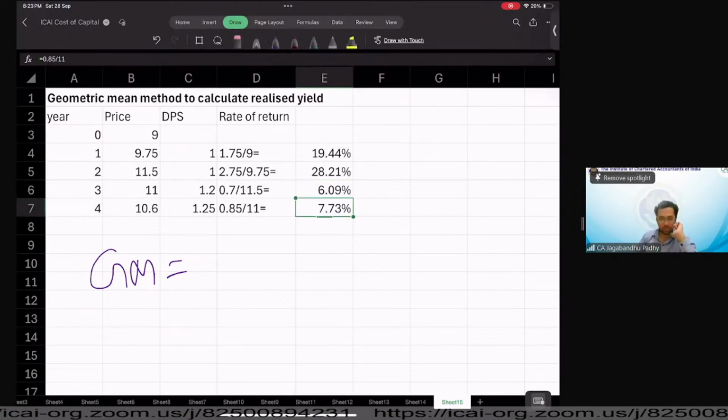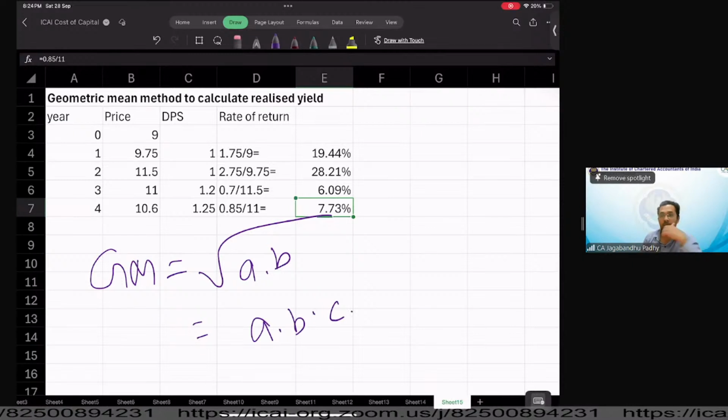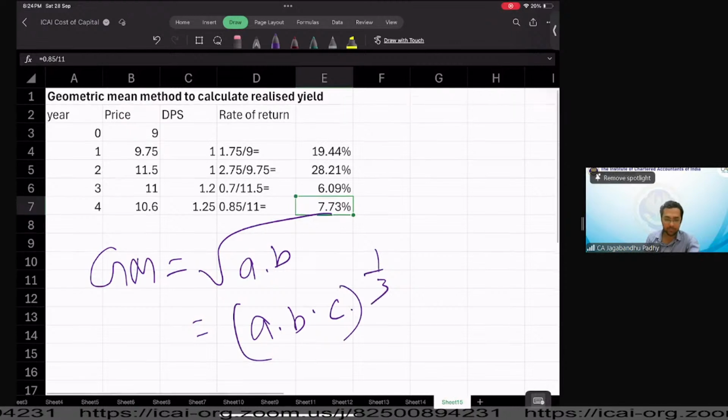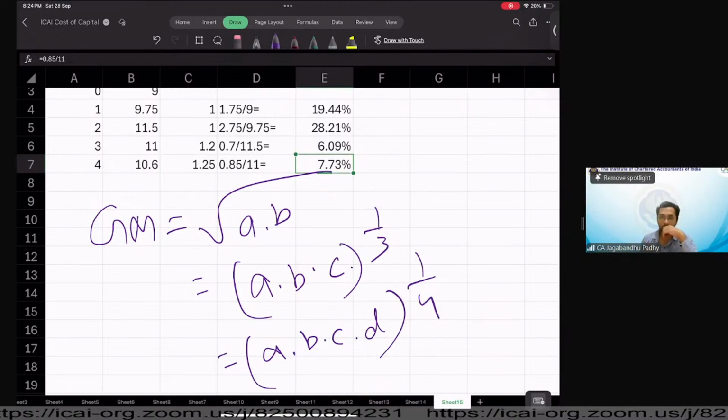Okay. So what's the formula for geometric mean? If it is two values, we say it is square root of A into B. If it is three values, let's say A, B, C, how do we take the geometric mean? Geometric mean is basically taking an average. Can I say it is to the power of 1 by 3? If it is four values, can I say A, B, C, D to the power of 1 by 4? Correct, guys?